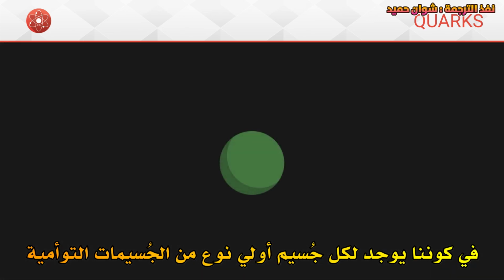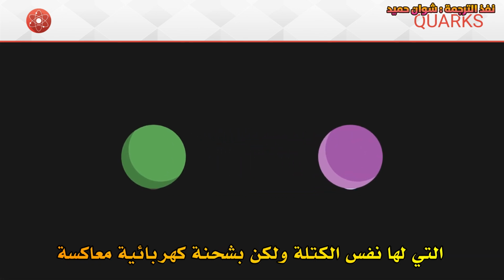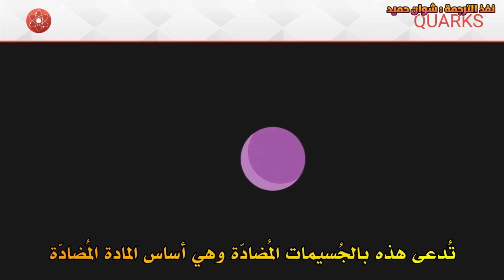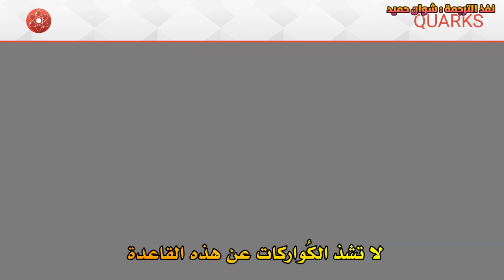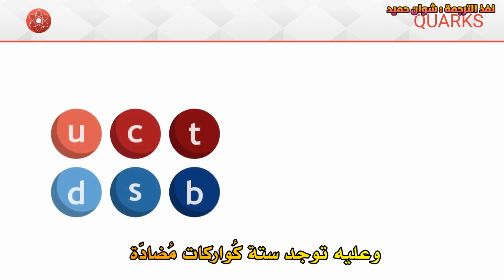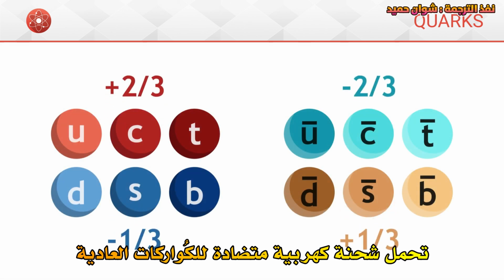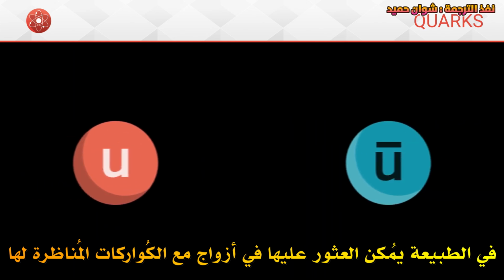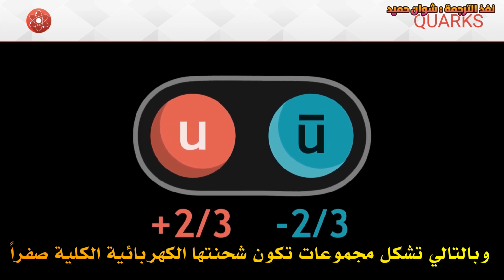In our universe, there exists for each elementary particle a sort of twin particle, which has the same mass but an opposite electric charge. These are called antiparticles. They are the basis of antimatter. Quarks do not escape this rule, and there are therefore 6 antiquarks whose electric charge is opposite to standard quarks. In nature, they can be found in pairs with their respective quarks, thus forming groups whose total electric charge is 0.